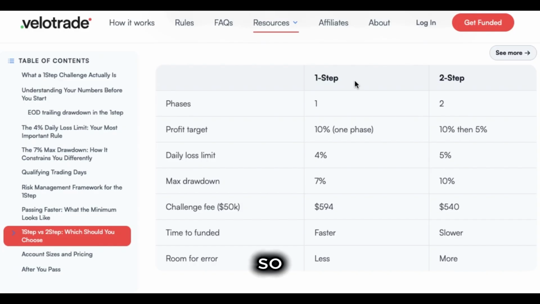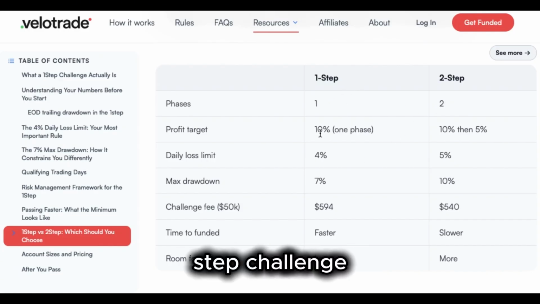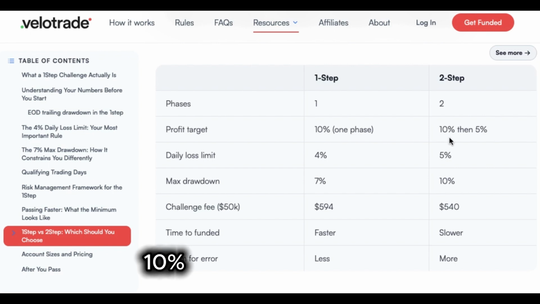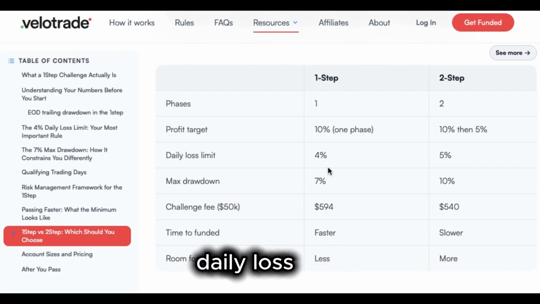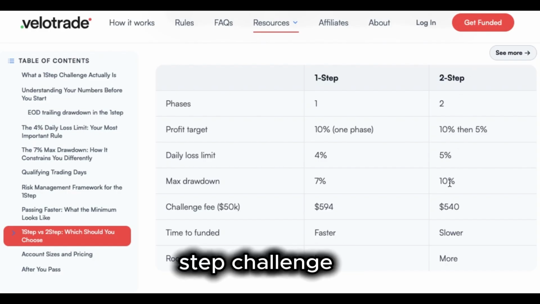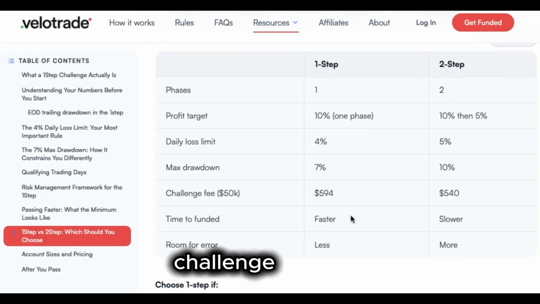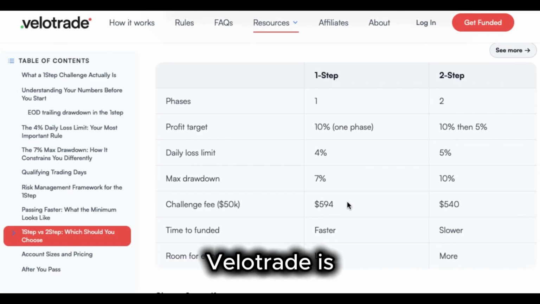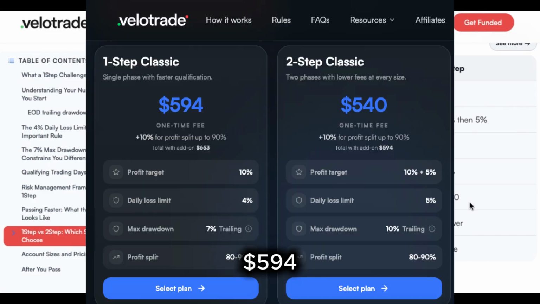challenge. So the one-step challenge has only one phase against two of the two-step challenge. Profit target is 10% against consolidate 15% that you need to reach in the two-step challenge. Daily loss limit 4% against 5%. Max drawdown in a one-step challenge is 7%. Less tighter limit in a two-step challenge to 10%. Challenge fee with Velo Trade is $594. For the two-step challenge will be $540.